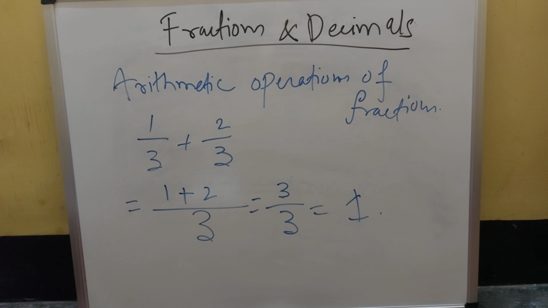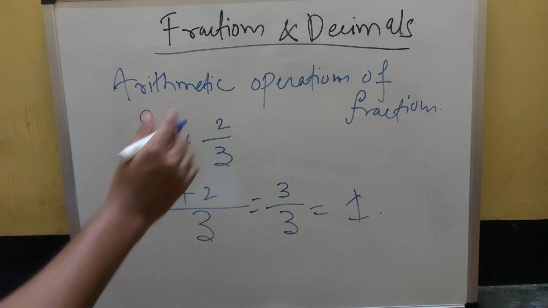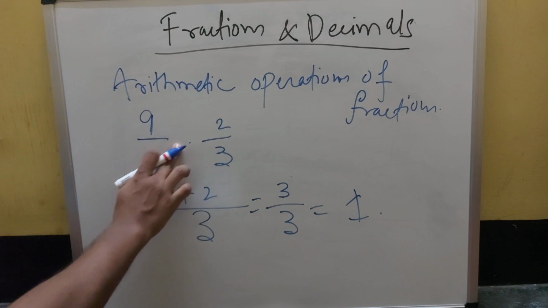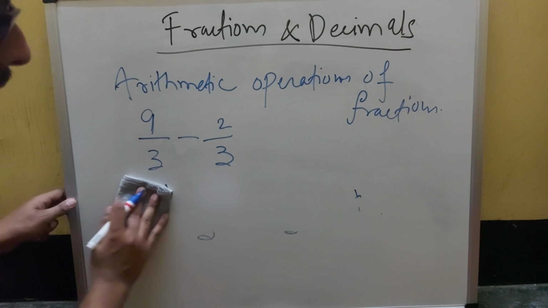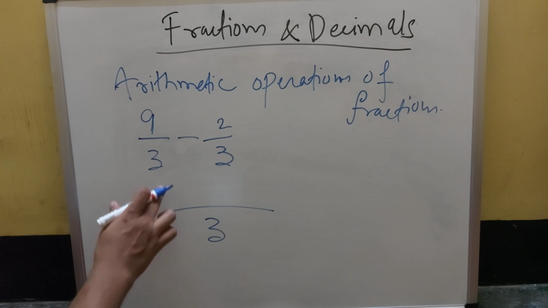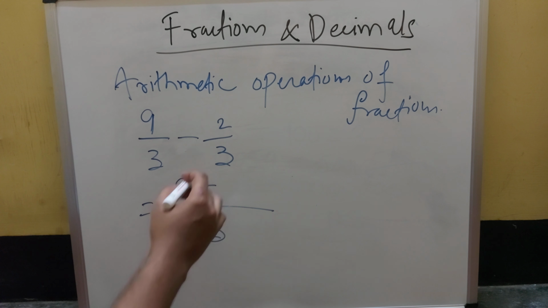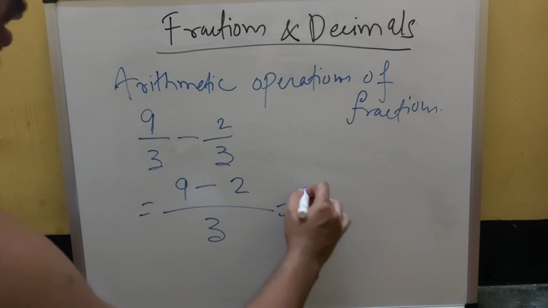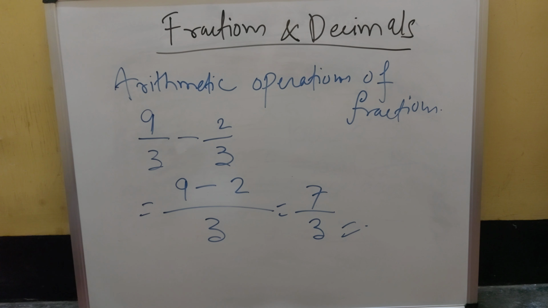Okay. Now if you want to subtract fractions, then what will we do? Let's say it's 9 by 3 minus 2 by 3. Same, we will take the LCM of this, right? 3 ones are 3, 9 ones are 9, minus 3 ones are 3, 2 ones are 2. It will be how much? 7 by 3. This is the subtraction of fractions.